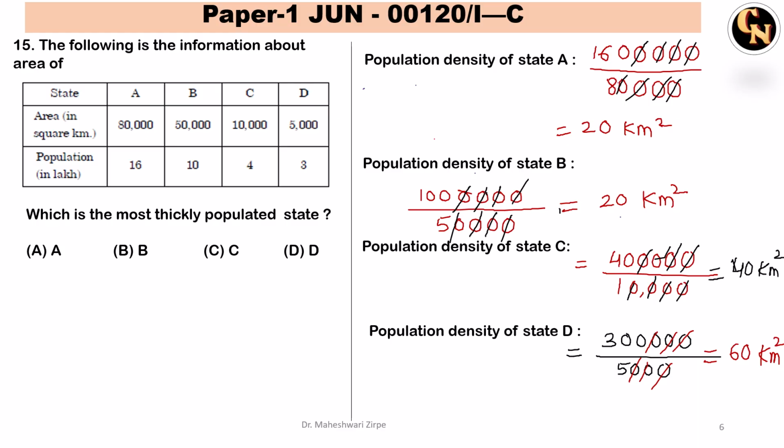See, looking at the figures, you can see that D state is having the least in the table, but the population density of D state is the highest. That is, the thickly populated state is D, which is 60 per square kilometer. This is the density of the population. So answer option D is the correct option.